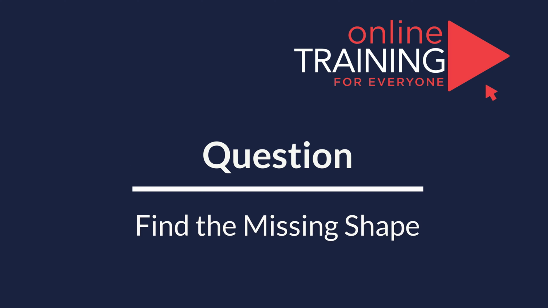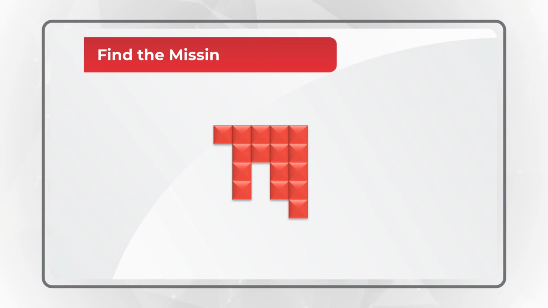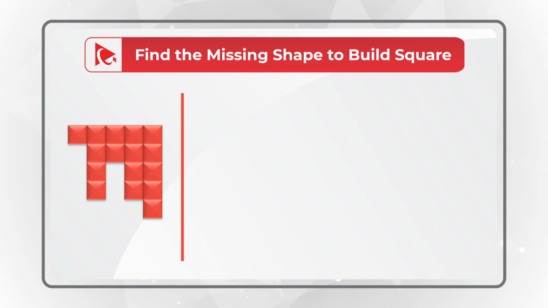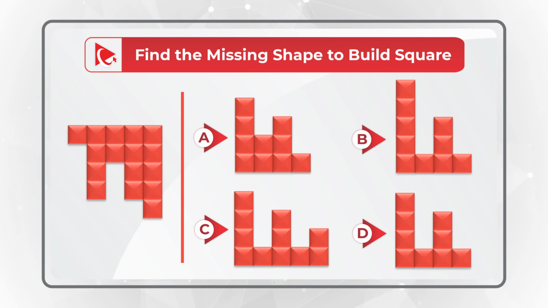Here's a very interesting question to test your spatial reasoning. You're presented with a partial square, and you need to find the missing shape to build the full square. You have 4 different choices to choose from to complete the square. Choices A, B, C, and D.